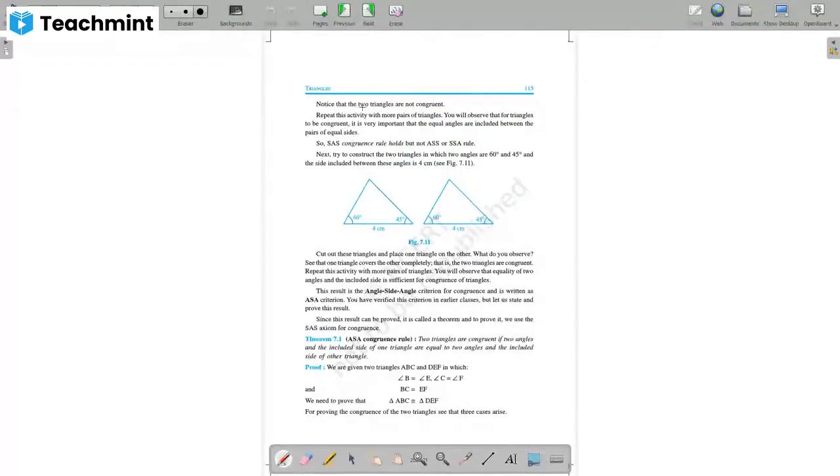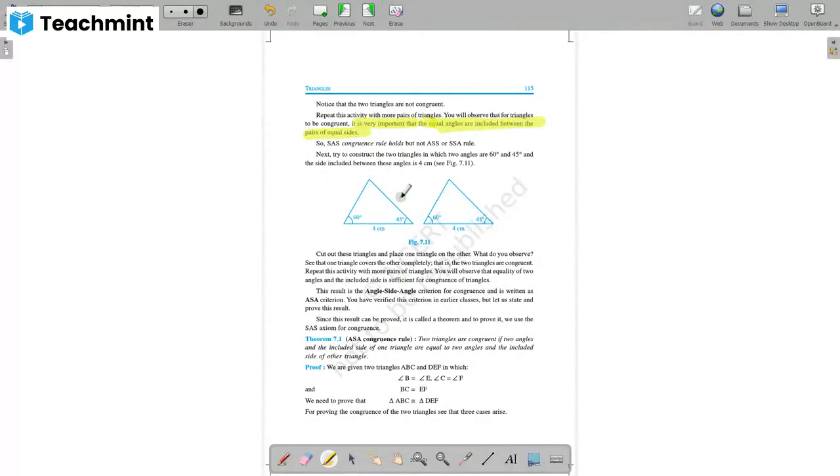Notice that the two triangles are not congruent. So now repeat this activity with more pairs of triangles. We have to draw many triangles and see, taking other sides. You will observe that for triangles to be congruent, it is very important, this line is very important, that the equal angles are included between the pair of equal sides.